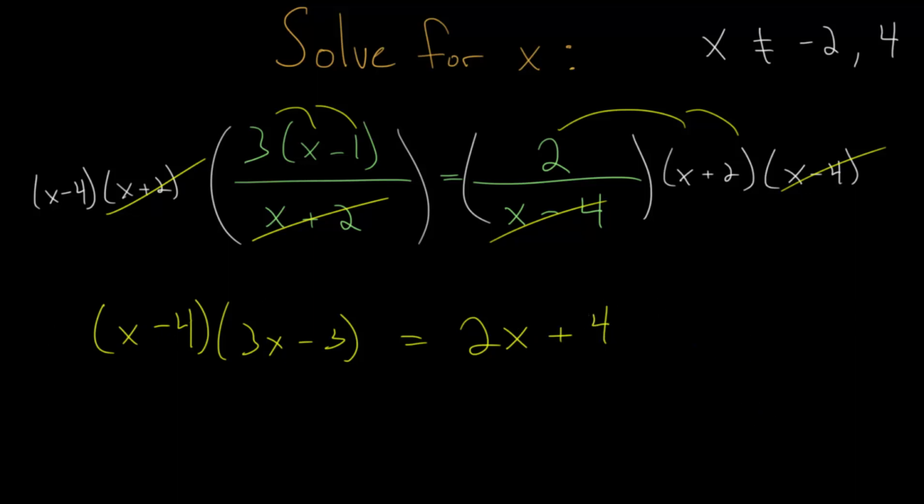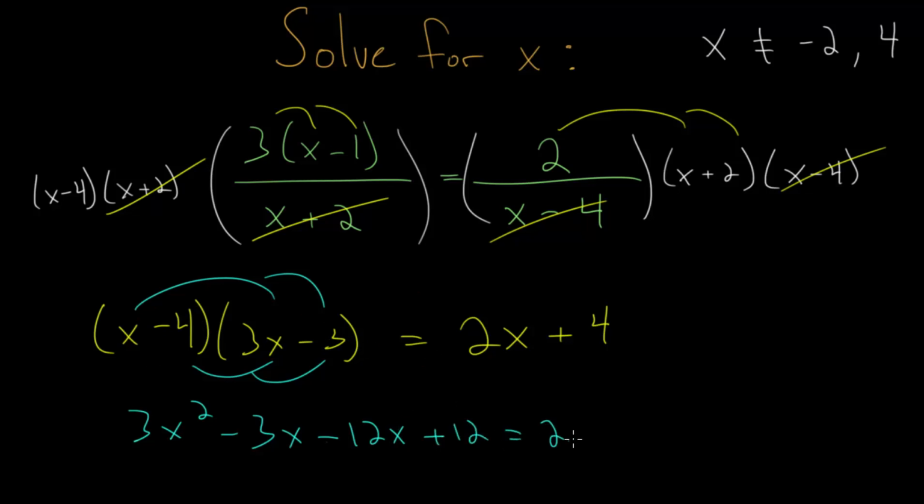And let's further simplify. We can distribute and actually multiply these out. So the x goes to both, the minus 4 goes to both. We get 3x squared minus 3x. Then we do minus 4 times 3x, which is minus 12x, and minus 4 and minus 3 would give us positive 12. This is equal to 2x plus 4.